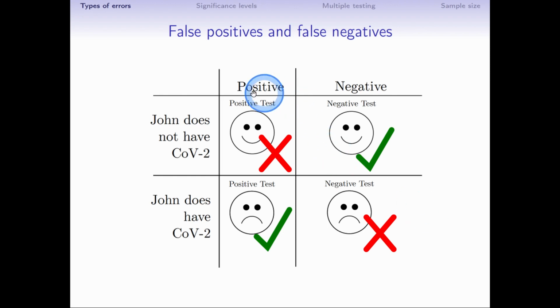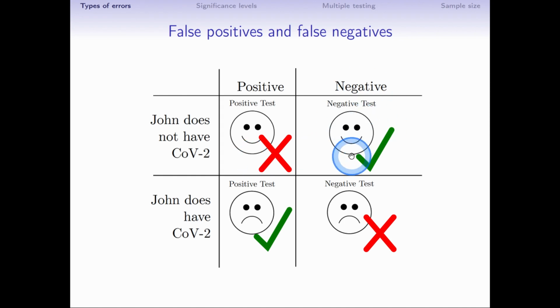All right. In this first cell here, we know that John does not have CoV-2, but the test has come out positive. And in the world of medical testing, this would be called a false positive test. The correlate in statistical testing would be called a type 1 error. All right, so this is a case where John does not have CoV-2, but the test is claiming that he does. The test is positive for the presence of CoV-2.